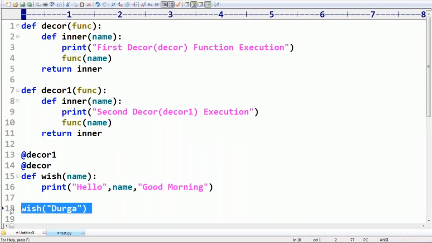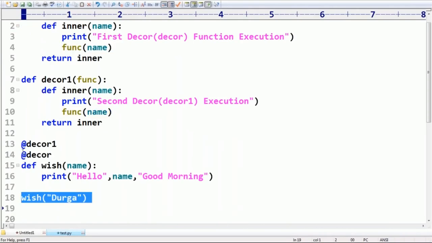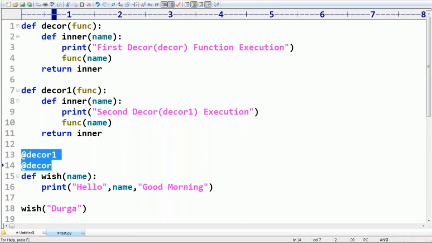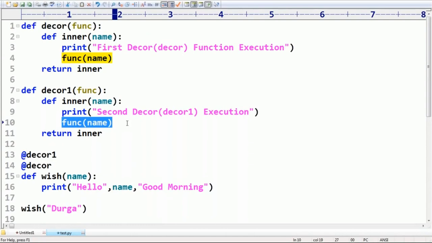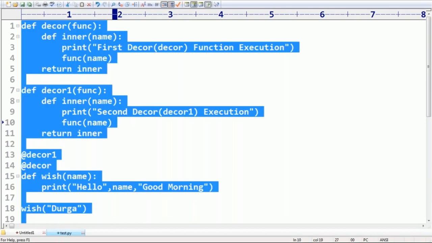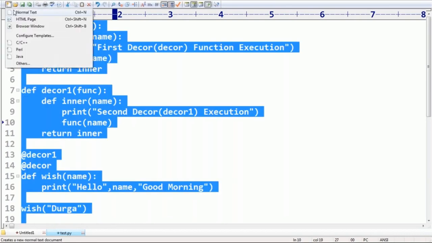Whenever you call the method, decor one should be executed automatically, and after that, decor also should be executed. So two decors will be executed. As part of that, I'm calling the function of name, but it got executed how many times? Only once. So keep this example as it is. Within a few minutes we can conclude. Don't worry about that. So it's very clear.